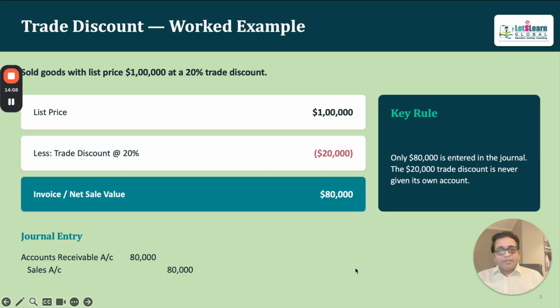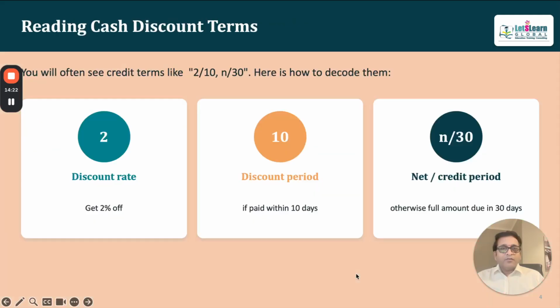Accounts receivable debit, sales account credit. So never $100,000 and $20,000 will appear in accounts. Only $80,000 will be recorded.